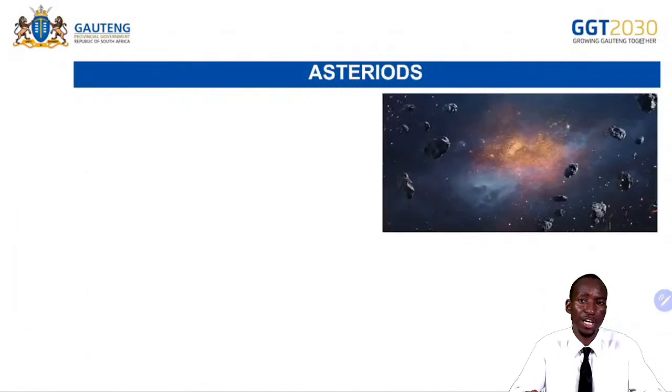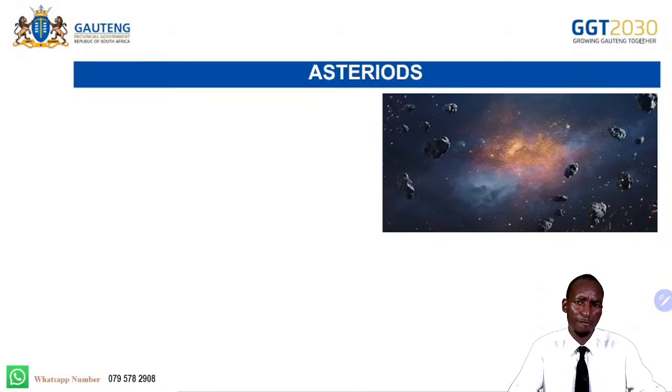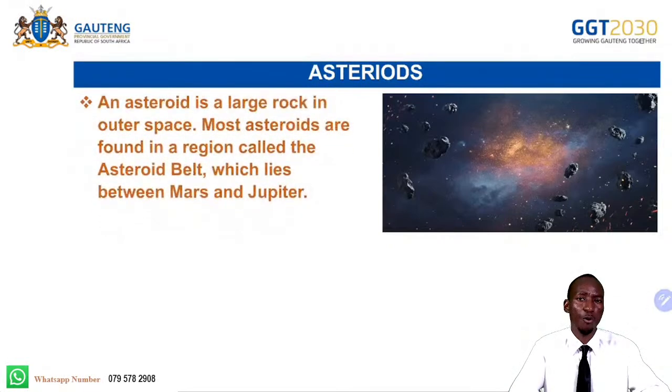Let's move on and look at other objects which are found within our solar system. These objects are called asteroids. What are asteroids? These are objects made up of large rock, and they are found in outer space. Most asteroids are found in a region called the asteroid belt. This region is found in between planet Mars and planet Jupiter. That's where the asteroids are found.